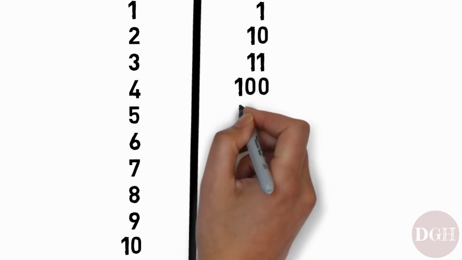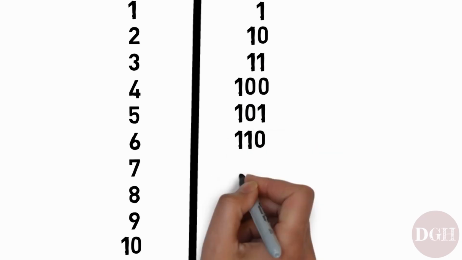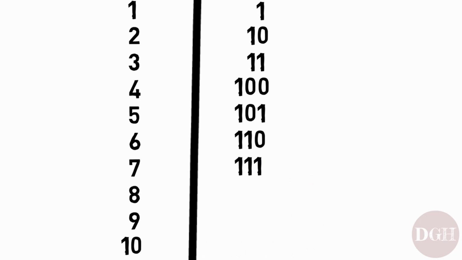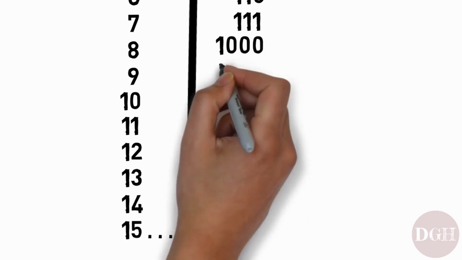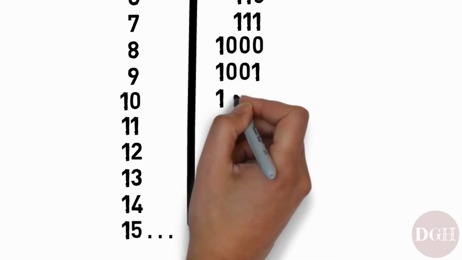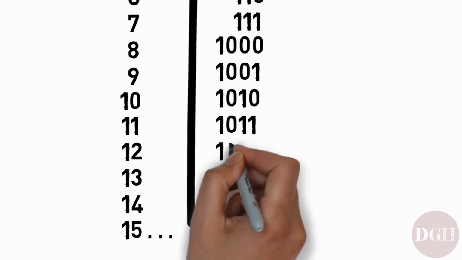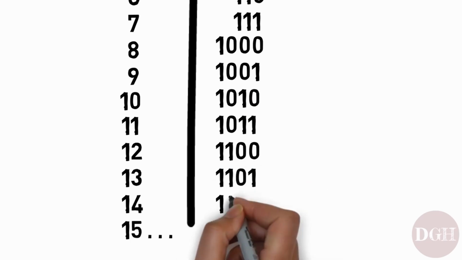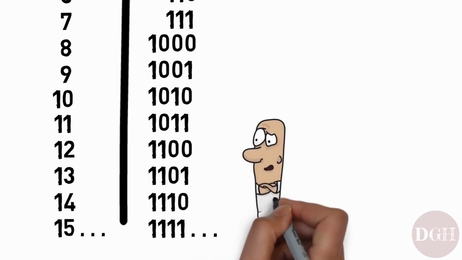We get 100, 101, 110, 111. Now we've run out of options again, so we have to add another digit. We get 1000, 1001, 1010, 1011, 1100, 1101, 1110, 1111. You get the idea. So why are we talking about this at all?